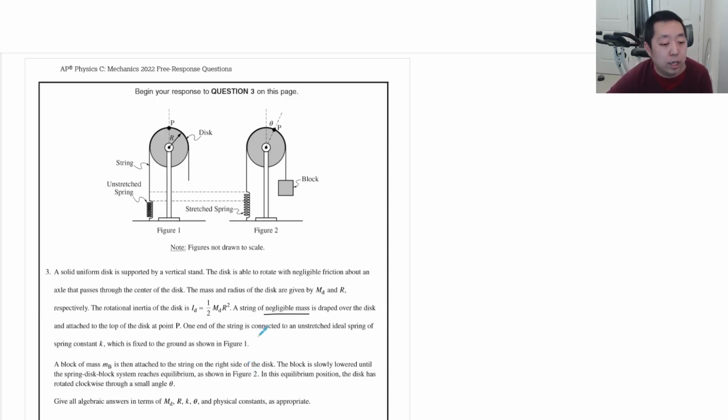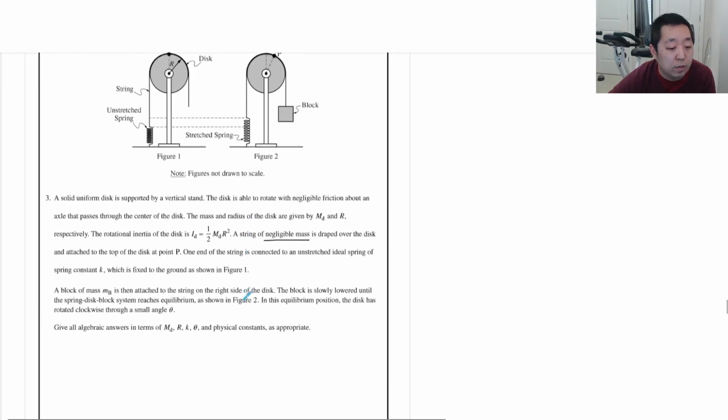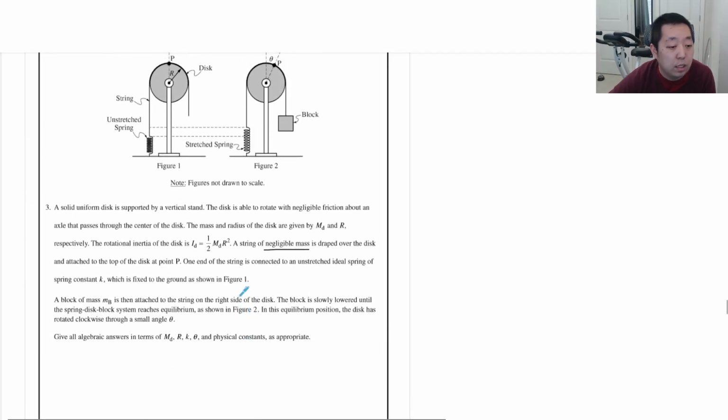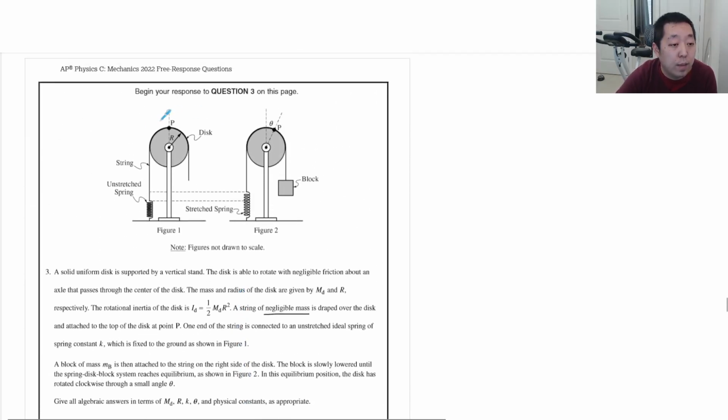The disc is rotated clockwise through a small angle theta. Give an algebraic expression in terms of physical constants as appropriate. Derive an expression for the mass M_B of the block. And what I have is the mass of the disc, the radius of the disc, the spring constant K, and I know the angle theta of how much it rotated by.